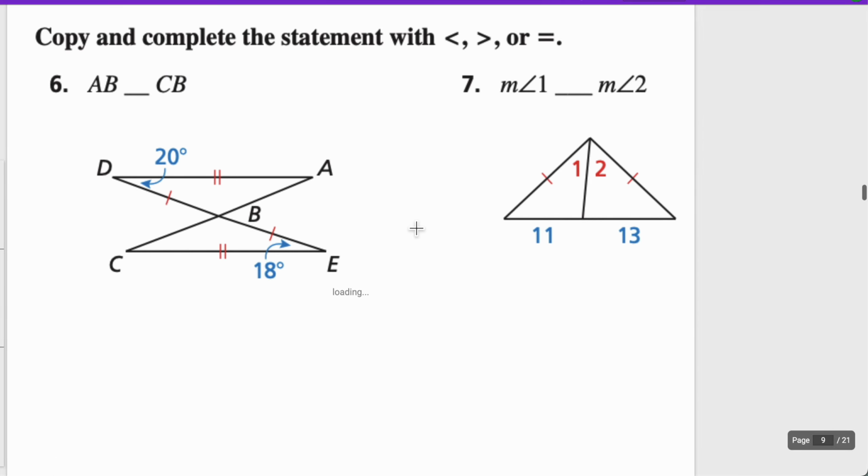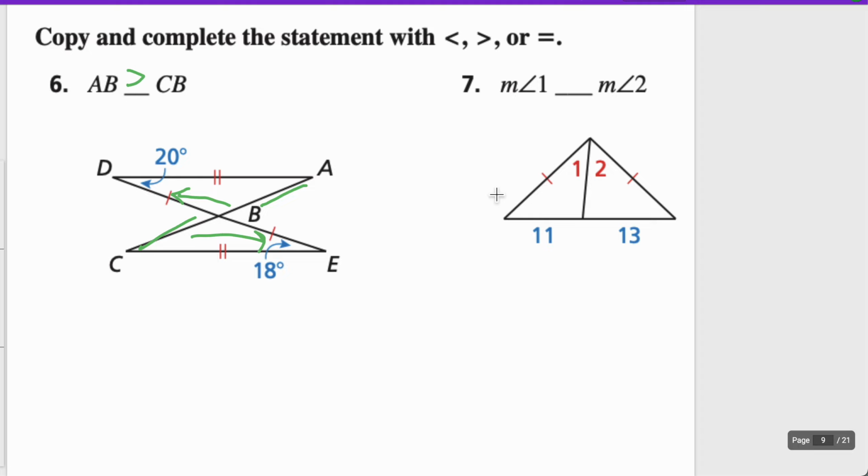Number 6, copy and complete the statement using less than, greater than, or equal to. If we're looking at AB and comparing that to CB, AB is across from 20 degrees while CB is across from 18, and since 20 is greater than 18, AB has to be greater than CB.